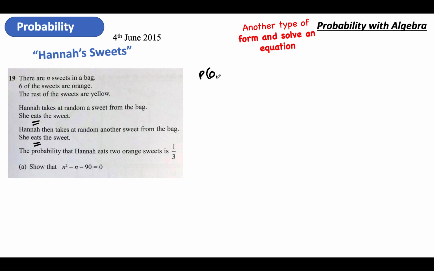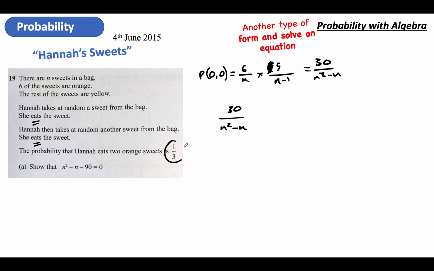The probability of orange and then another orange is this. The first orange is 6 out of the total, 6 out of n. The second orange one, well, if you'd eaten one, there would be one less. So that would be not 6 anymore, it would be 5. But the total is also less as well, so it's n minus 1. Right, multiply those together to get 30 out of n times n, which is n squared, n times minus 1 is minus n. Okay? Right, so you formed that up.